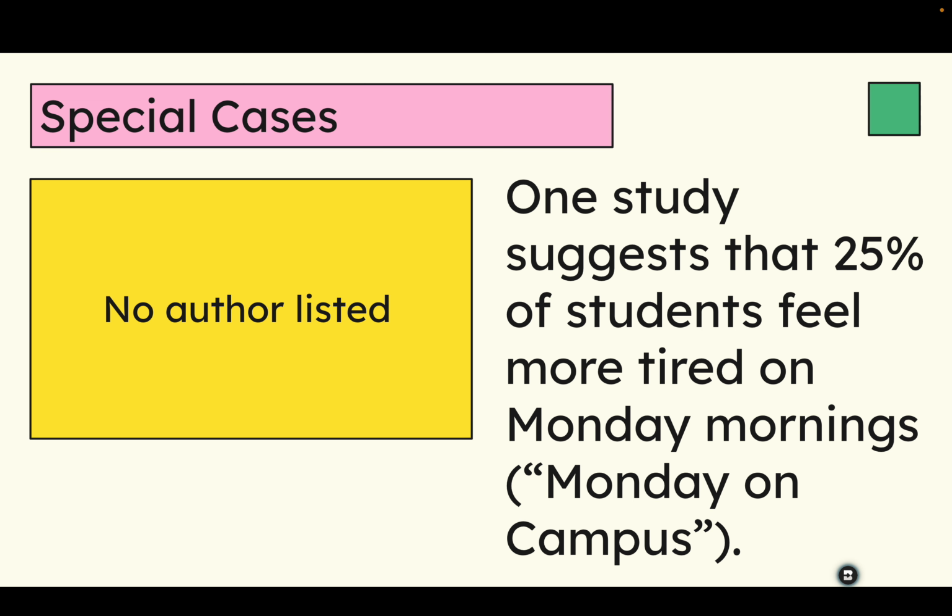If the source does not have an author, again, remember, it needs to still match. The parenthetical citation still needs to match whatever would come first on the works cited page. If there's no author, the first thing is going to be the title of the article itself in quotation marks. And so we use the title of the article itself in quotation marks.